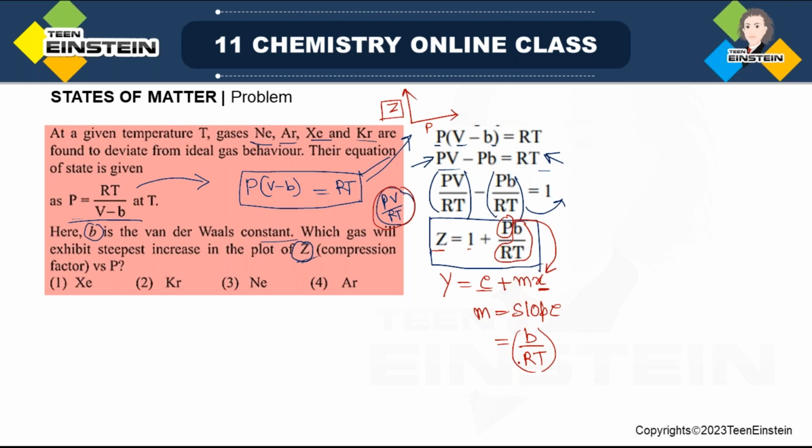Now it is asking in the question, which gas will exhibit steepest increase? Steepest increase means what? Slope is high. When slope is high, then only you can get some steepest increase. So just for example, suppose I am drawing two graphs. In one graph, there is intercept obviously. It is like this. This is the intercept and this is slope. How will you understand the slope? Okay, let me draw the next one.